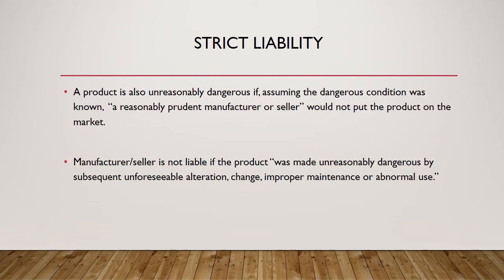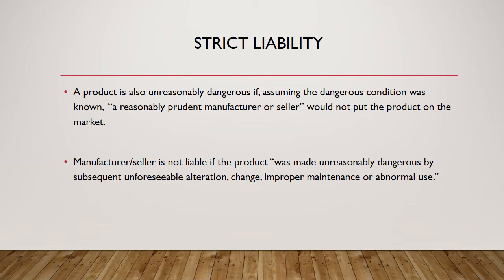A product may also be unreasonably dangerous if, assuming the dangerous condition was known, a reasonably prudent manufacturer or seller would not put the product into the market. So let's go back. In the book, it talks about this example at some point, and I'm not sure if it's here or not, but they talk about Ford when they developed the car, the Pinto, where the gas tank was placed in the rear, and it was dangerous because if there was an impact with another car there, there was a chance that it could hit the gas tank and cause an explosion.